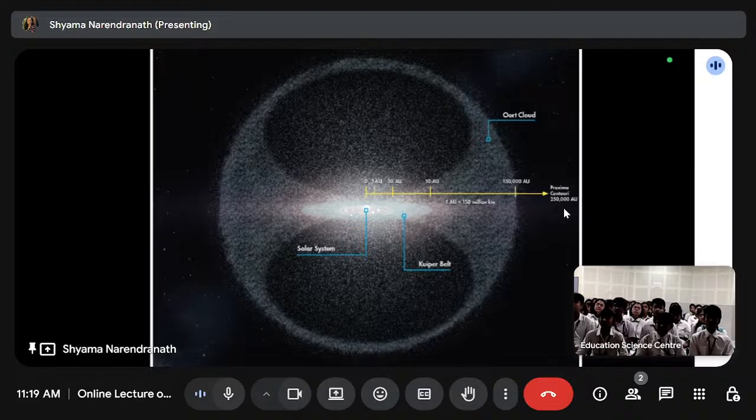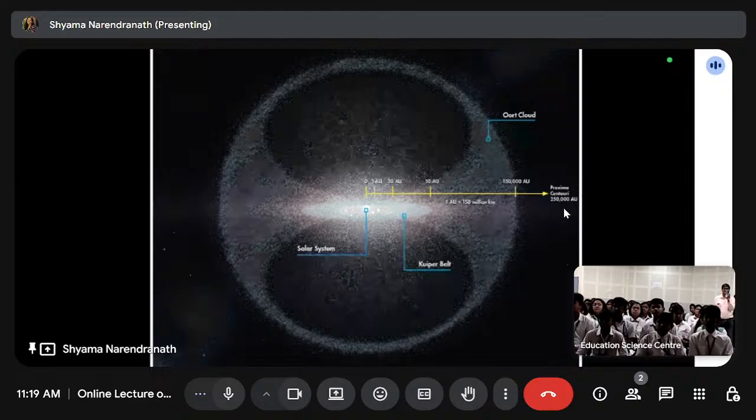It's like a cloud of icy particles at the outer edge of the solar system, and it's from here that the comets come visiting us close to Earth, and that's when we see them. This is the case of our solar system comets. You would have heard of periodic comets that visit us, like Halley's comet, which comes once in 76 years.